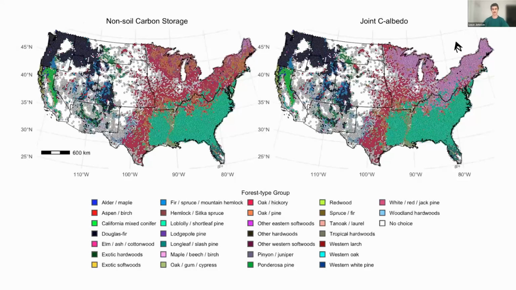So our high-level general results: I'm showing the optimal forest type group for non-soil carbon storage on the left, and the optimal forest type group for joint carbon albedo on the right. Largely what we see is the concentration of differences in the northeastern region of the United States, in New England, and the Lake States. And we see that the Maple Beech Birch forest type group is often optimal when considering albedo in this region. That's that pink color in the northeast on the right there.